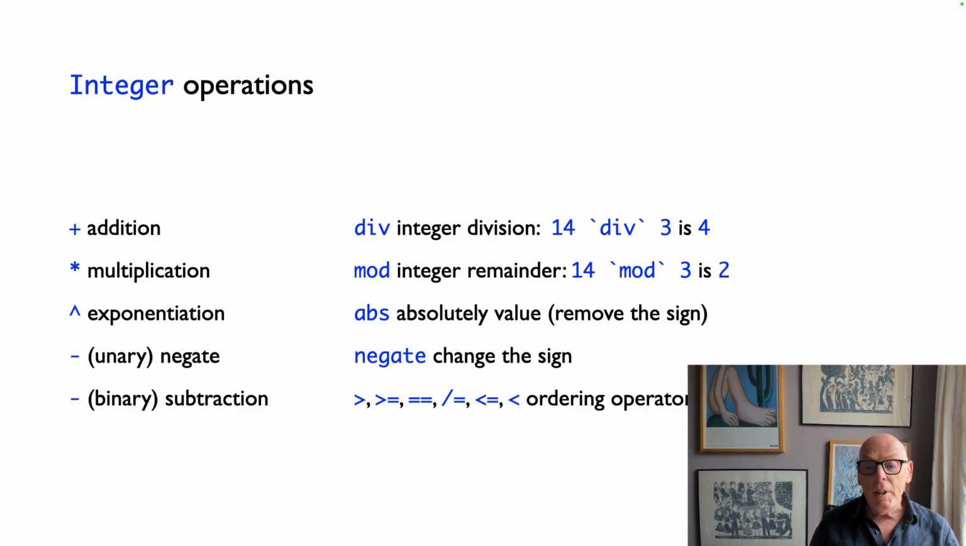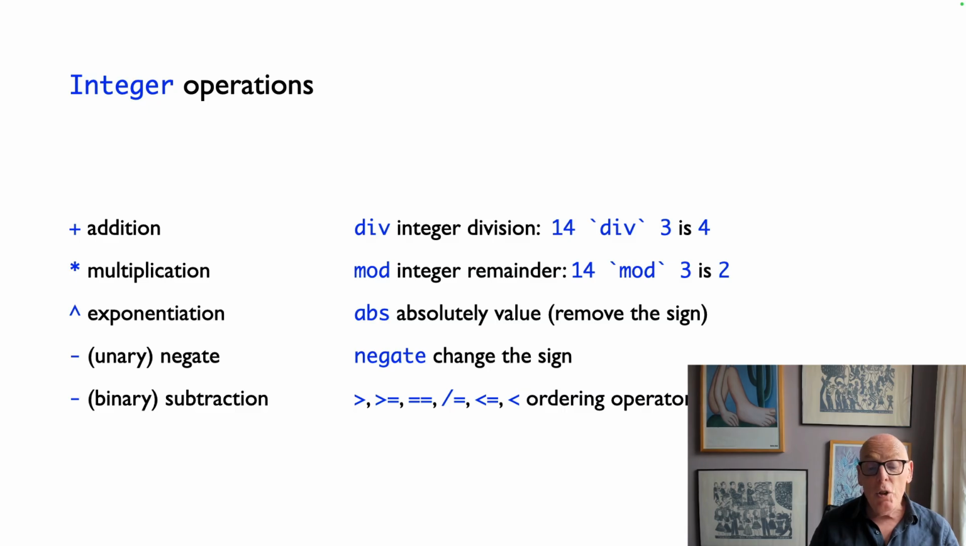We can do whole number division. So div is the function that does whole number division. If you divide 3 into 14, the answer is 4, remainder 2. So div gives you the 4, the whole number part, and mod gives you the remainder part. So 14 div 3 is 4, 14 mod 3 is 2. Absolute value, the result of removing the sign, is given by the function abs. And if you want to change the sign of a number, you can use negate, or you can use the minus sign, as I suggested.